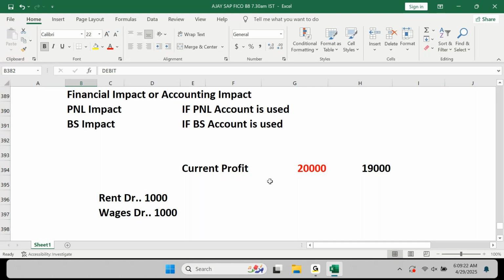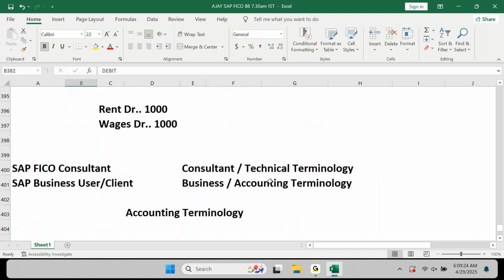And while writing any accounting entry, you need to make sure how you are going to put a debit, how you are going to put a credit. On what basis we will debit or credit, we need to slowly understand.